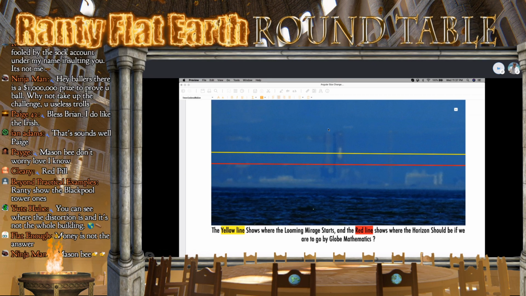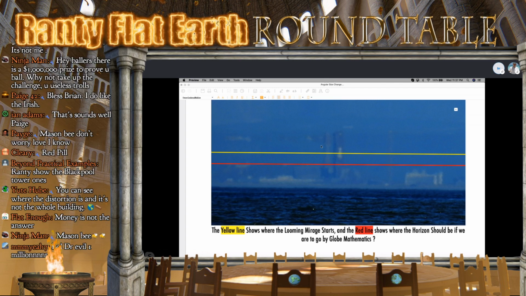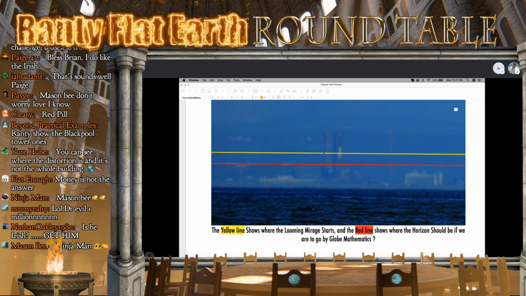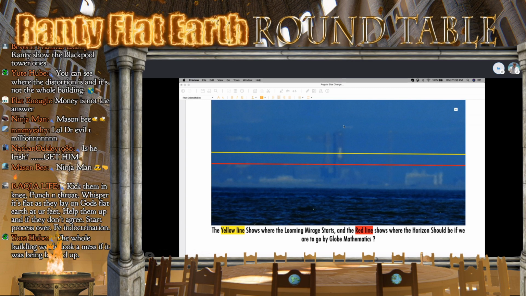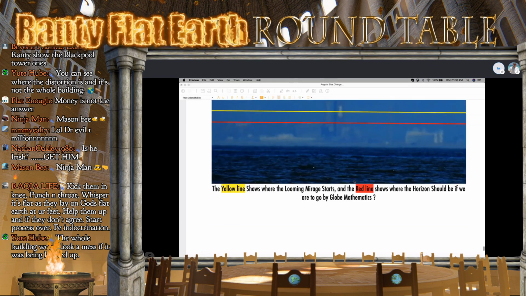Everything above the yellow line is all Looming. So this is really there, because you can't get Looming from Looming. You can't get Mirage from a Mirage. You're going to get Mirage from something real. And we know this is the Mirage because it's upside down. This is not Barrow up here. This is Barrow down here, 18 miles away.